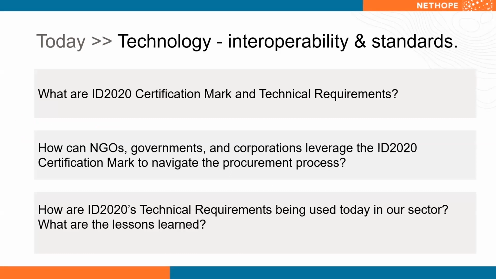So Aidan Slavin from ID 2020 will talk about the ID 2020 certification mark and technical requirements, and also how nonprofits, governments, and corporations can leverage these resources to navigate the procurement process, but more importantly, to really achieve good ID for all. And then we'll hear from Trond Are Utle from the Norwegian Church Aid about an example of how ID 2020's technical requirements are being used today in our sector, and what some of the lessons learned are.